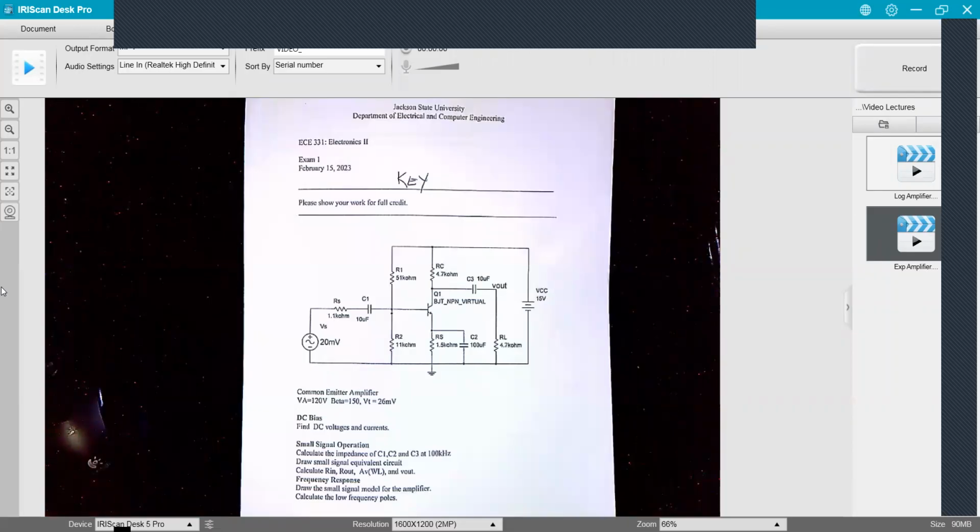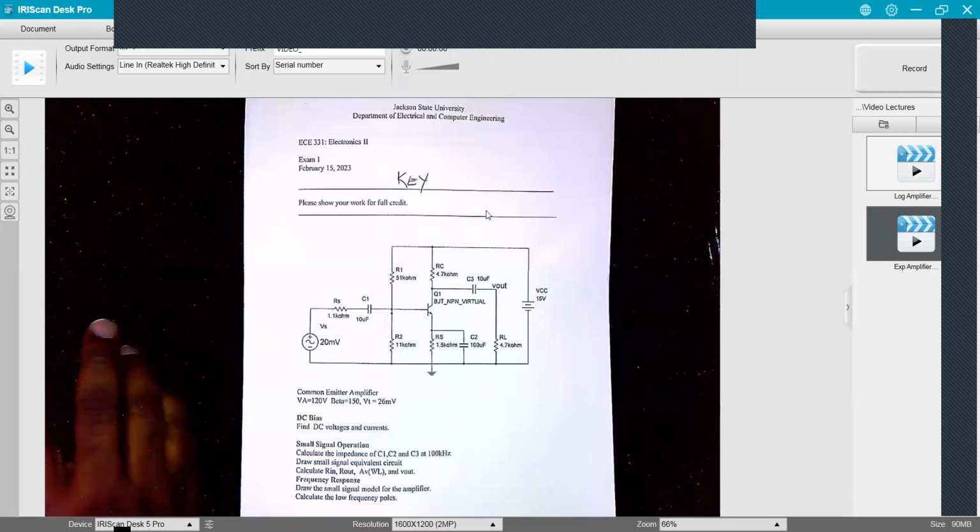Okay, can everyone see my screen okay? Yes, sir.